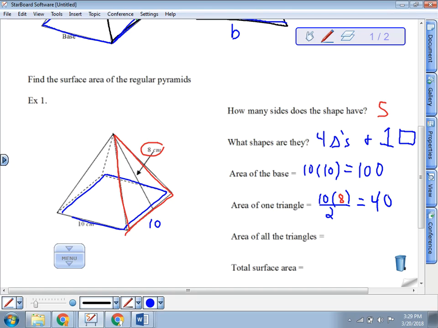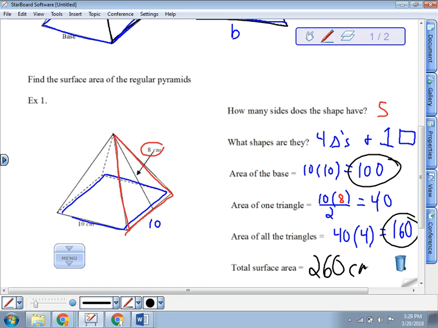Well, to find the area of all the triangles, I'm then going to take that 40 and multiply it by 4 because there are 4 of those triangles. So that's going to equal 160. And then to find the total surface area, I'm just going to take the area of the base plus the area of all the triangles. So total surface area then is just going to be 260. In this case, it would be centimeters squared. So that's how you're going to do these problems. Find the area of the base, add it to the area of all 4 triangles. Find the area of one triangle, multiply by 4.